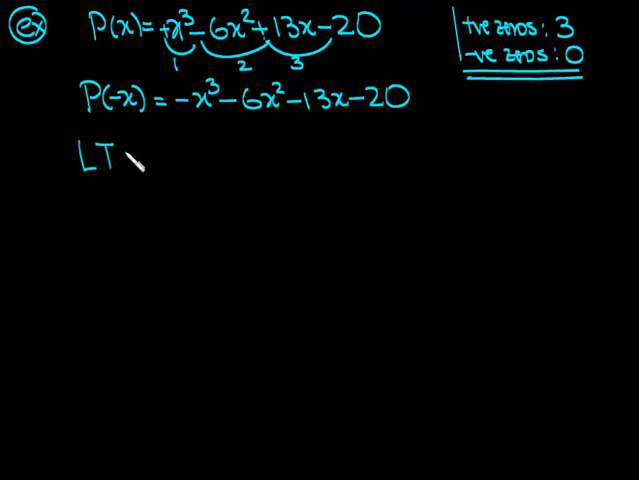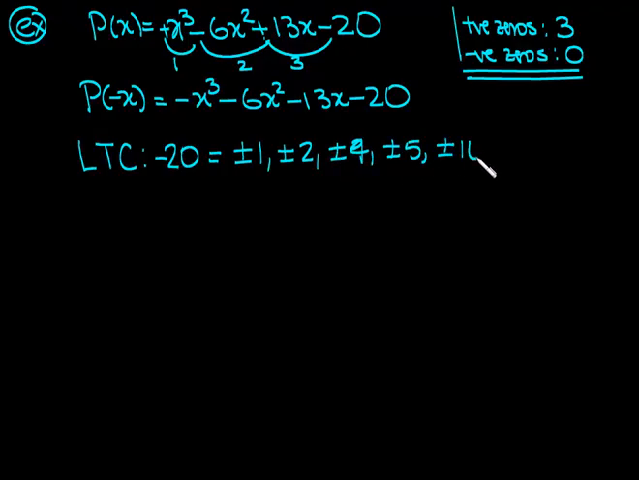The last term coefficient is negative 20. What divides negative 20? Plus or minus 1, 2, 4, 5, 10, and 20. And the first term coefficient is 1. What divides 1? Just plus or minus 1. So what are my choices for 0?